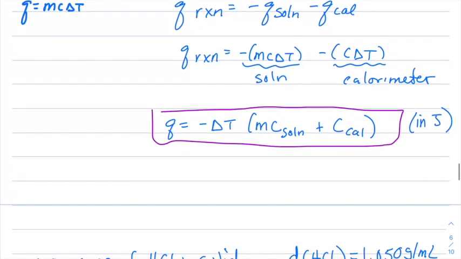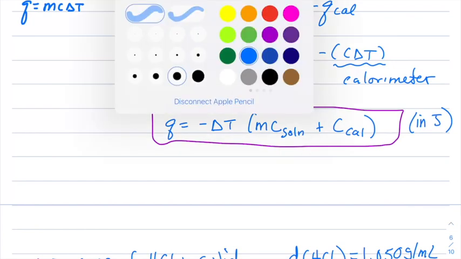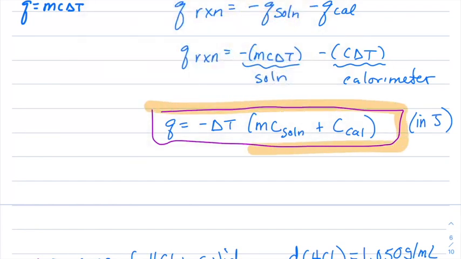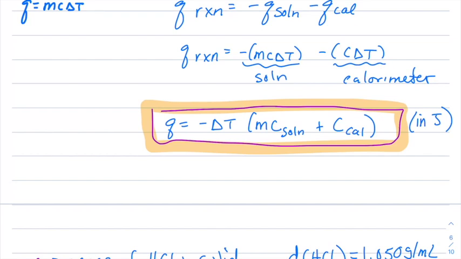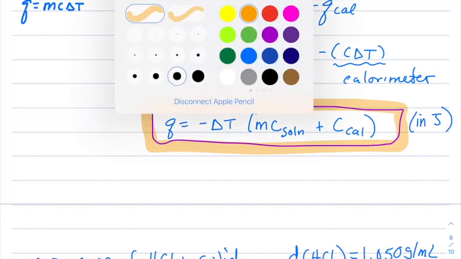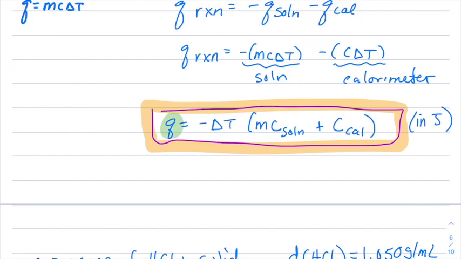Okay, so what I've done is I've simplified the equation here, and this is the one that I recommend that you use. Those of you who want to do it all in its glory, you're welcome to use this one or even start at the very beginning. But I find that this simplified one works best. So you are trying to find Q of reaction, and that is the Q right over here. What you're going to do is negative times delta T, your change in temperature, times M times C for the solution plus C for the calorimeter, and all of this is in joules. So let's talk about all those values.